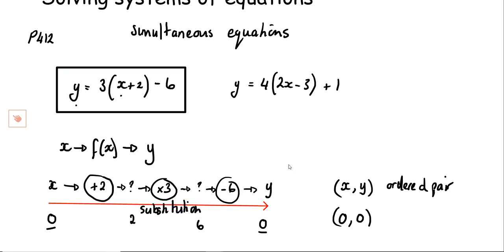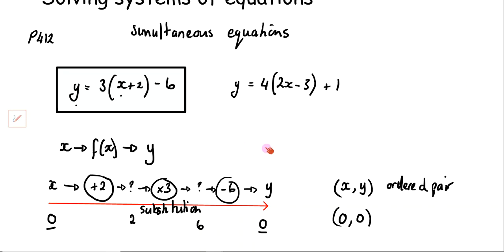Why is it called substitution? You're substituting the unknown. Well, it's not even an unknown, is it? I can't substitute an unknown. I choose a number, I put it in, I get a number out. Nothing's unknown.